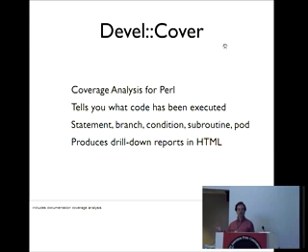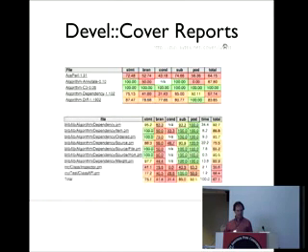Anyone use Devel::Cover? You know what it does? People know what it does? It tells you whether or not the tests have exercised your code. It doesn't tell you whether the tests mean anything, but it's a good way to tell whether or not you've reached far enough into the code to really check the important parts of it.